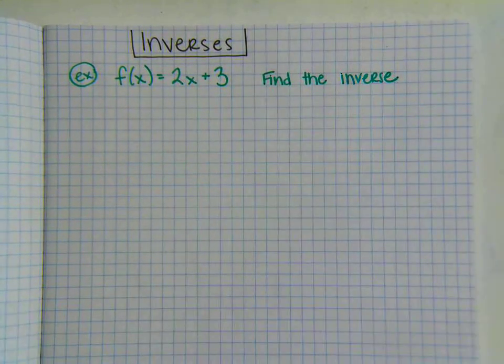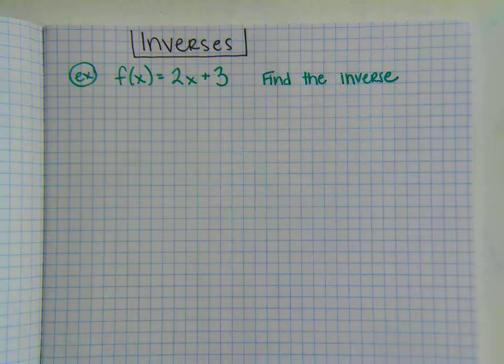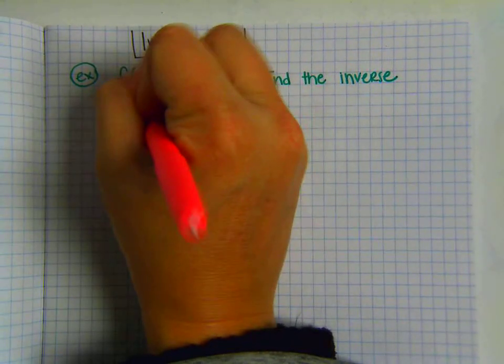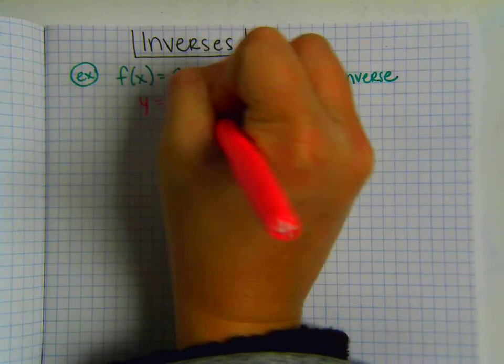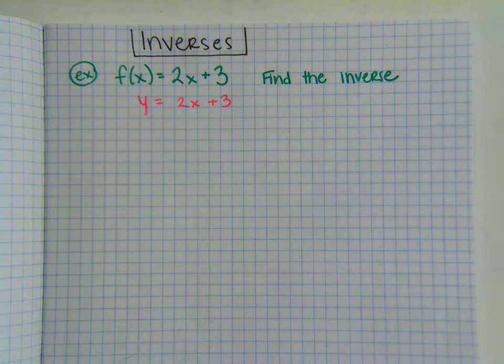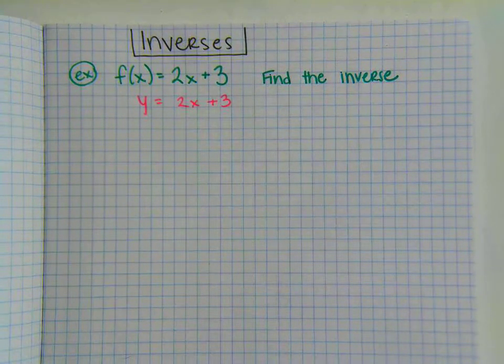Okay. So first off, we have to know that f of x is just another way of writing y. So I can rewrite that as y equals 2x plus 3. And I didn't change anything. F of x and y are interchangeable, okay? But to find the inverse, you're going to switch your x and y.